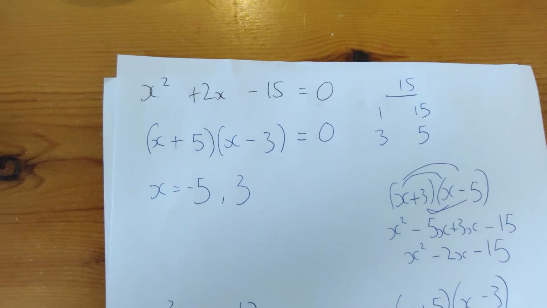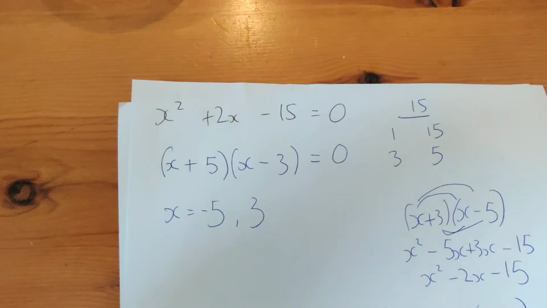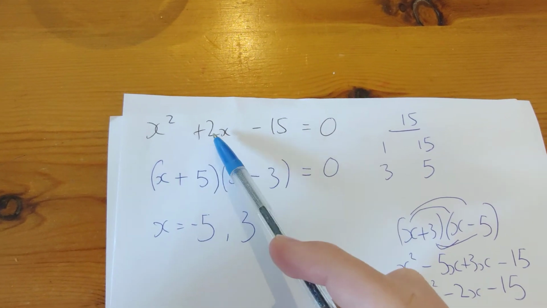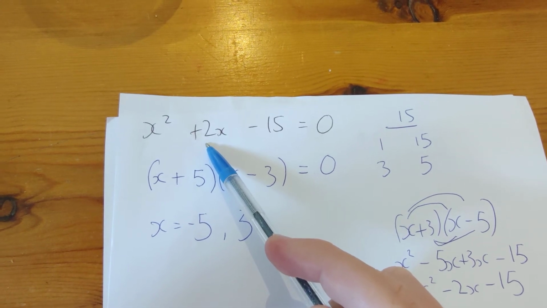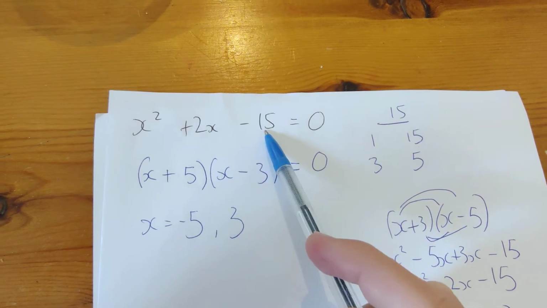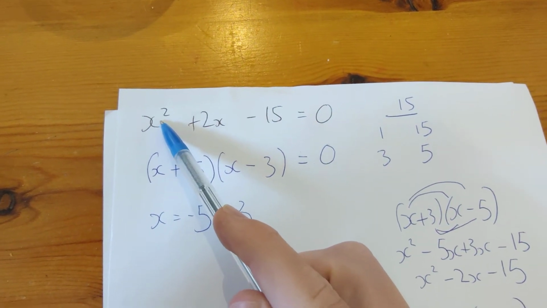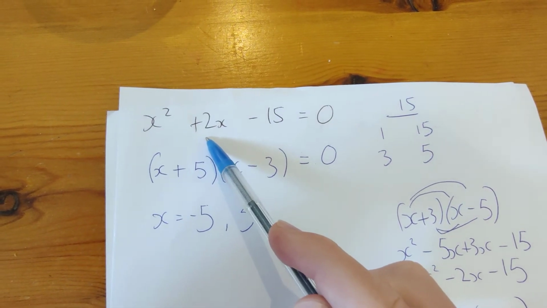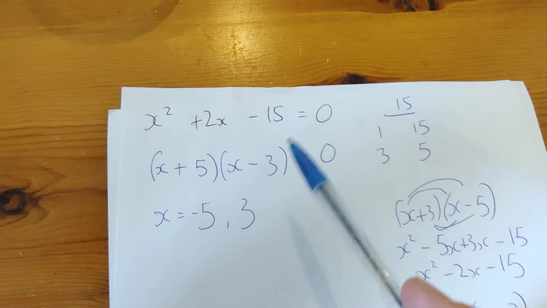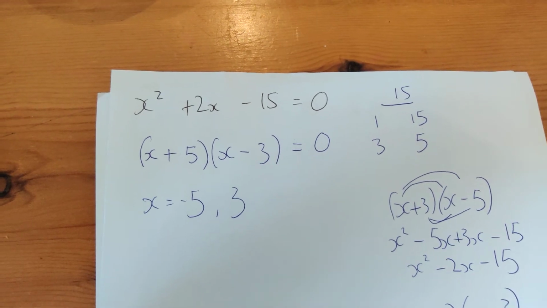It doesn't matter too much, but there are two solutions to a quadratic equation, and I can check it. If I put in minus 5 squared is 25, plus 2 lots of minus 5, that's minus 10, minus 15. 25 minus 10 minus 15 equals 0. If I try it with 3 squared is 9, plus 2 lots of 3, well that's 6, minus 15. So I've got 9 plus 6 minus 15 equals 0. So a quadratic equation should have two solutions. That's the main type of equation.